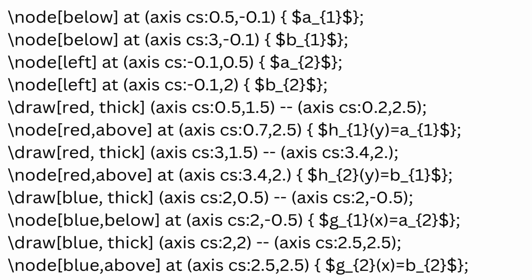Arrows showing y bounds as functions of x. Blue arrows indicate that y is bounded from below by g1 of x equal to a2 and from above by g2 of x equal to b2. Also relevant in iterated integration where y limits are functions of x.